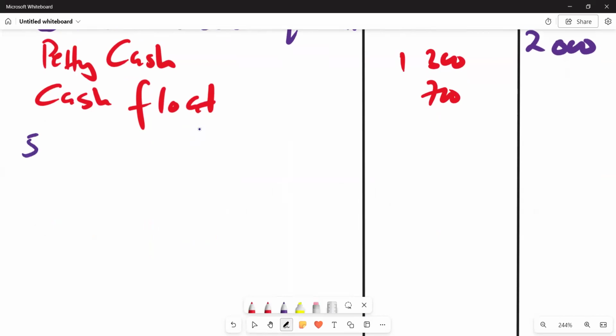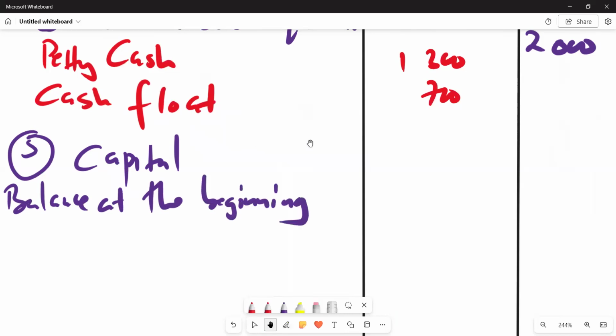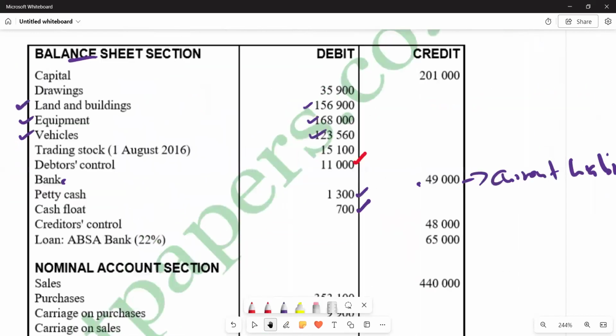In note 5, we are going to calculate our capital. Remember, when you're calculating capital, you say opening capital, which is the balance at the beginning, plus the net profit, and then we less our drawings. So we are going to start with balance at the beginning. And we get that balance at the beginning here. Remember, given 201,000 is capital. So this is the balance at the beginning.